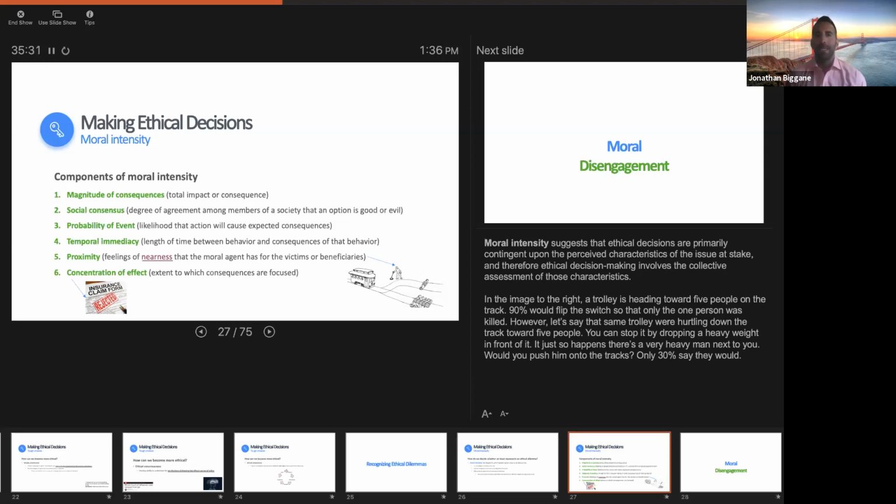I might feel less guilty about saying no to those 100 people who each lose 100 than, say, one person who would lose 10,000. So it just depends on how concentrated the effect of the outcome is that's going to occur. So moral intensity plays a pretty big role here.